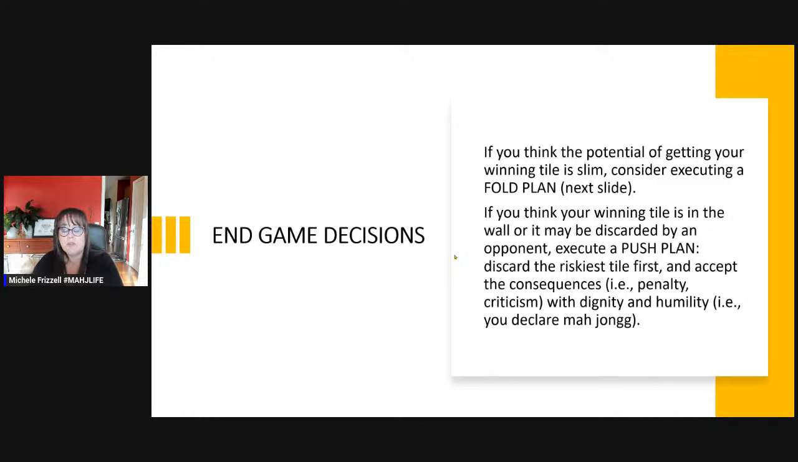For a push plan, you're going to discard the riskiest tile first and accept the consequences. There could be a penalty involved if you discard the winning tile, and you could also get criticism from players if you discard a risky tile. But if you're going to push to win, you've got to discard something risky, potentially. If you also win, then win with humility, basically. Declare Mahjong. You're going to play to win, and sometimes that discard, although risky, ends with you winning the game. So whatever the consequences, win with dignity and humility, either way.